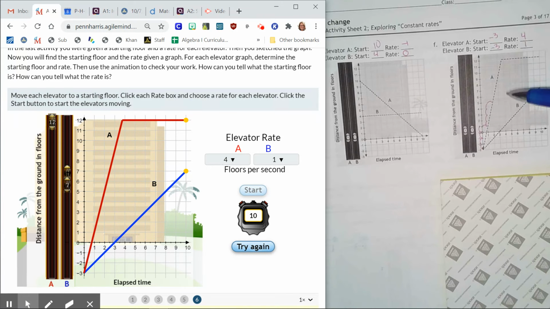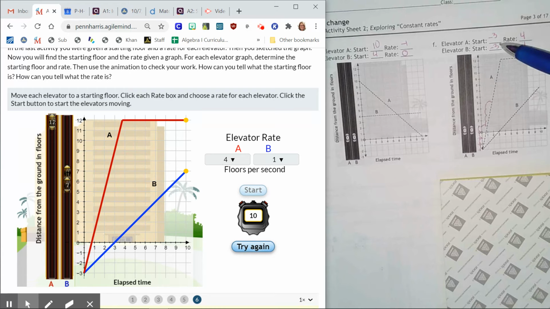Both started in the basement at floor 3, so -3 floors. A moved at a rate of 4 floors per second, and B moved at a rate of 1 floor per second.